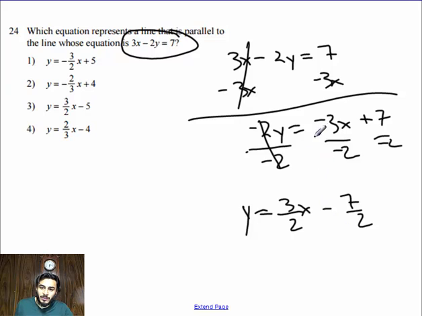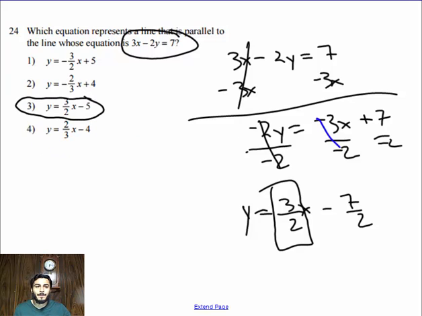Now, why did I say positive? Because a negative over a negative cancels out. And then I just left this in fraction form. Okay, now, the whole point of doing that was to identify the slope. The slope is 3 over 2. So a line that's parallel has to have that same slope. So that would be choice 3.